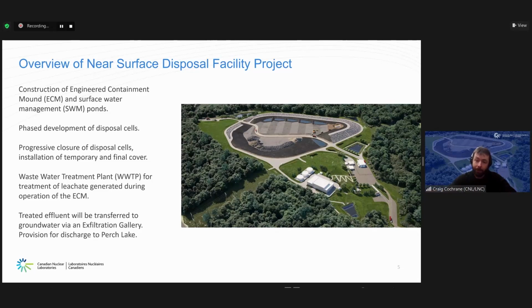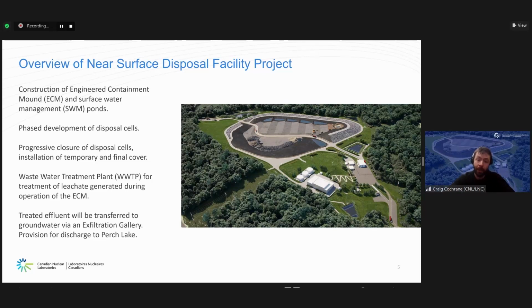But the main feature is the engineered containment mound, and that's the large oval shape you see at the top of the figure on the slide. It's a series of disposal cells, like a traditional landfill, with various phases. So we fill our cells up 1, 2, 3, 4, progressively filling them as we get remediation and decommissioning demolition type wastes. And as we fill up one cell at a time, we'll put a cover on it. We move on to the next, and the next, until the entire containment mound is full.